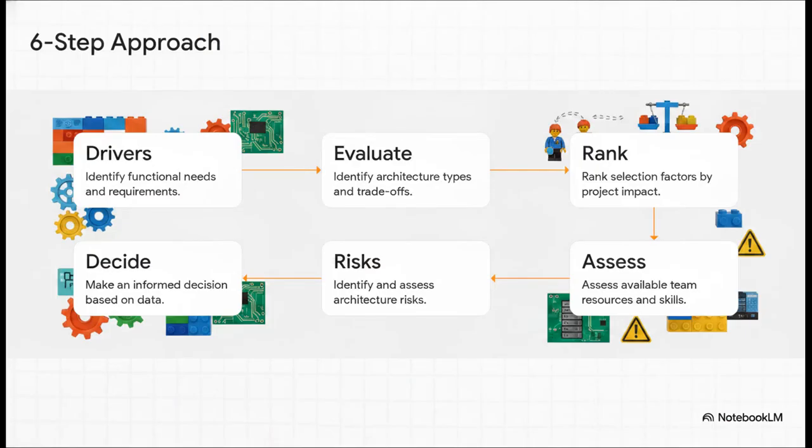A great blog post from Salenza offers this incredibly practical 6-step approach. By methodically following these steps, you force yourself to align your architecture with reality. You identify those drivers, you honestly evaluate the trade-offs, and crucially, you assess your actual team resources. If your team doesn't have the DevOps skills to manage microservices, you need to identify that risk early. This data-driven approach makes sure you're picking the architecture pattern that practically guarantees long-term stability for your exact context.